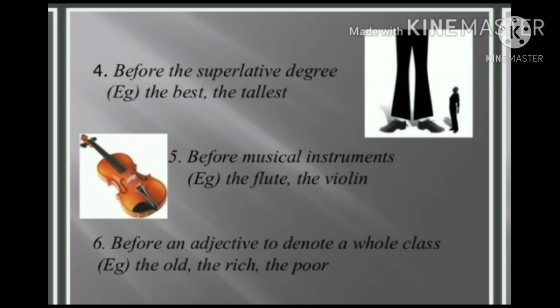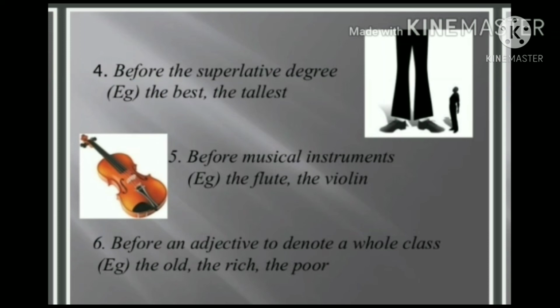We use it before the superlative degrees. Example, the best, the tallest. Next is before musical instruments. Example, the flute, the violin. Before an adjective to denote a whole class. Example, the old, the rich, the poor.